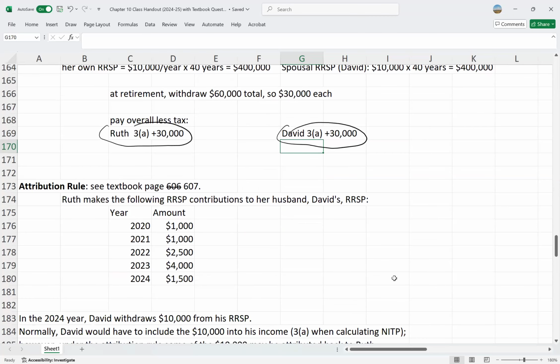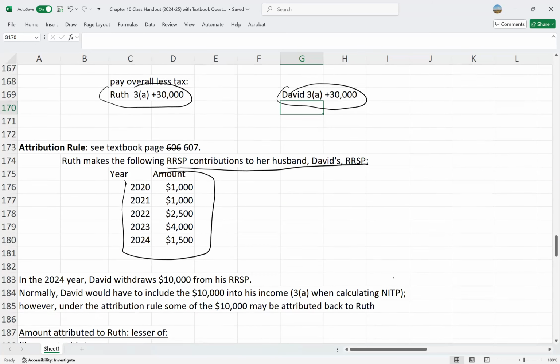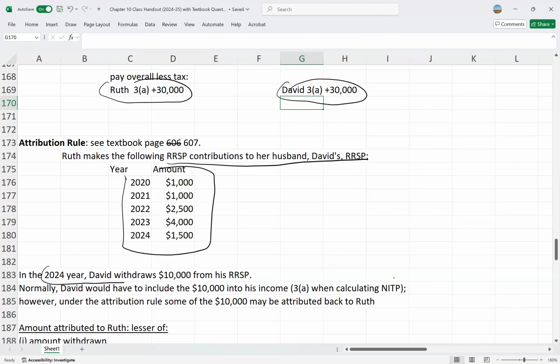So let's look at this new example. Let's say Ruth puts money into a spousal RSP in her husband's name, David. So the amount that she puts in to the spousal RSP over these 5 years are these amounts. And let's say in 2024, David wants to take $10,000 out of his RSP, the one that was set up by his wife. So David would normally have to include that 10,000 in his income. But because of this attribution rule, some of that 10,000 may be attributed back to Ruth.